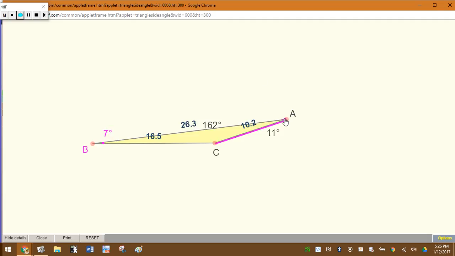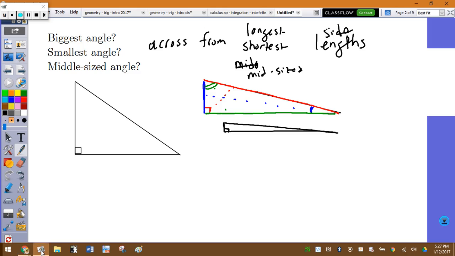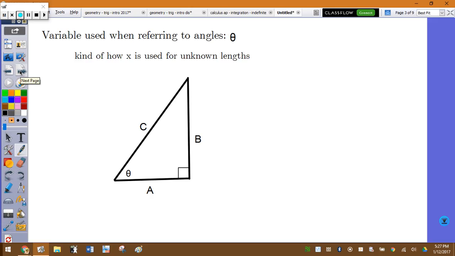If I make another extreme case, this angle here is 162, very big, and look how long the opposite side is. This angle here is very small, a mere 7 degrees, and this length of 10.2 is the shortest of the three. So just some basic background knowledge regarding side and angle relationships. Moving forward into some basics. We're going to be using a new symbol quite a bit, really from here on out, but especially the next several days, and that deals with this thing here called theta.